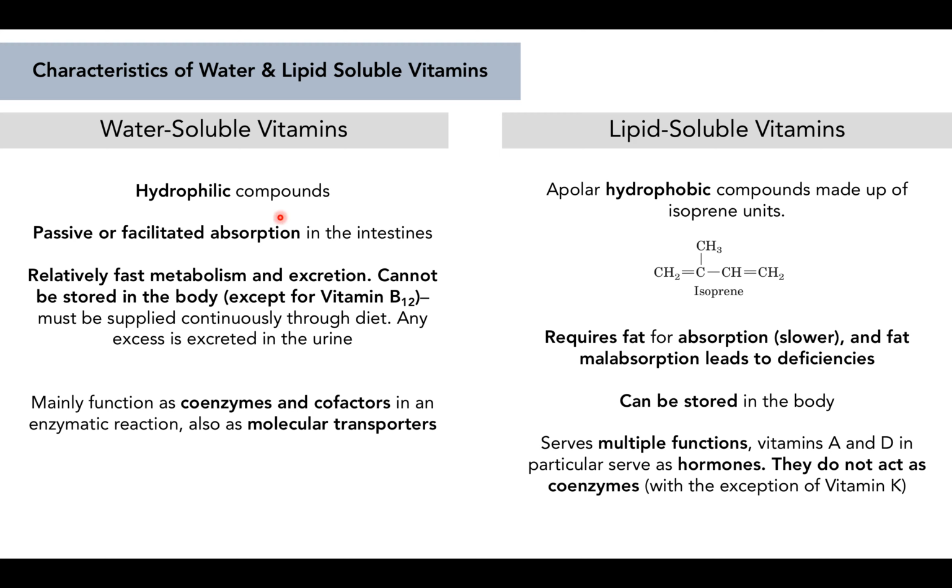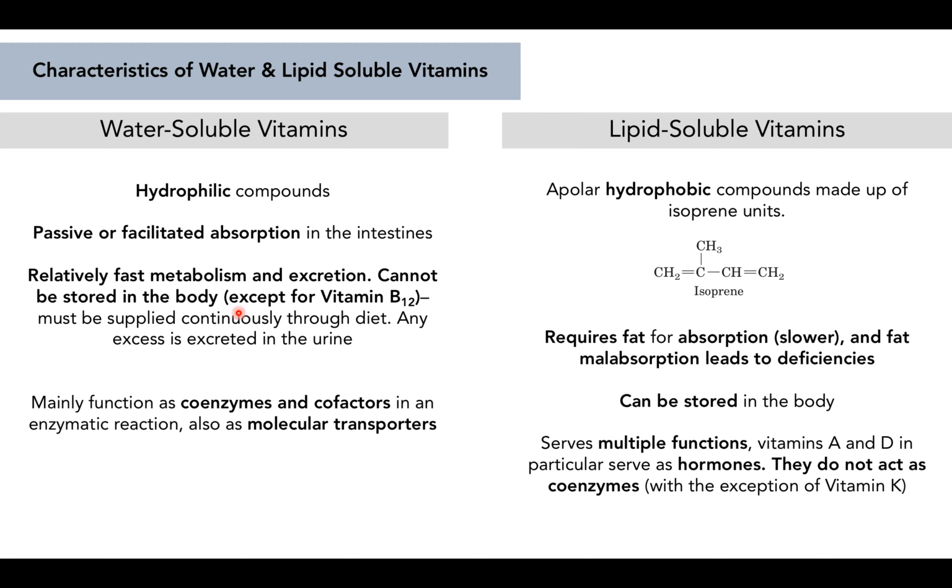For water-soluble vitamins, they usually go in the body through the intestines by passive or facilitated absorption, while lipid-soluble vitamins require fat for absorption because they are only soluble in fat, so there needs to be fat in order to absorb these vitamins. Therefore, fat malabsorption usually leads to deficiencies in lipid-soluble vitamins.